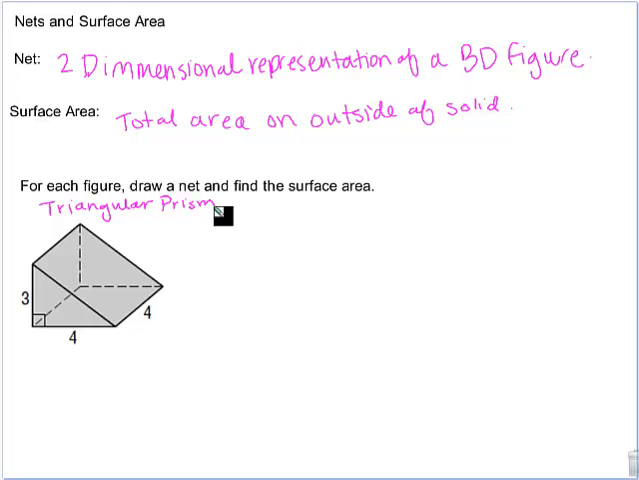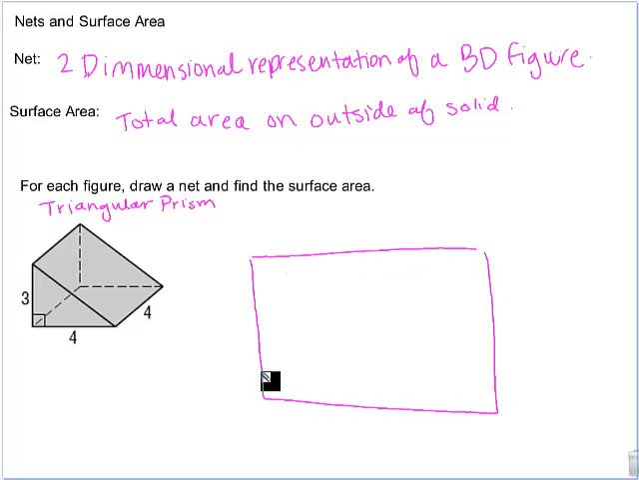How many rectangles will we have? 3. We'll have 3 because there's one on each side. Can everyone visualize that? Okay, so we're going to start off by drawing our 3 rectangles. I'm going to draw a large one, and I'm just going to split it up into 3 sections.